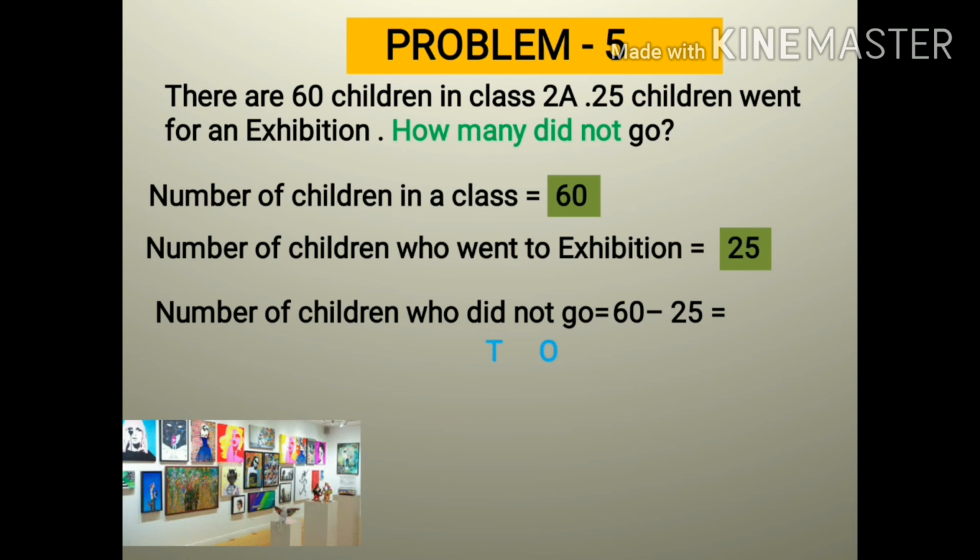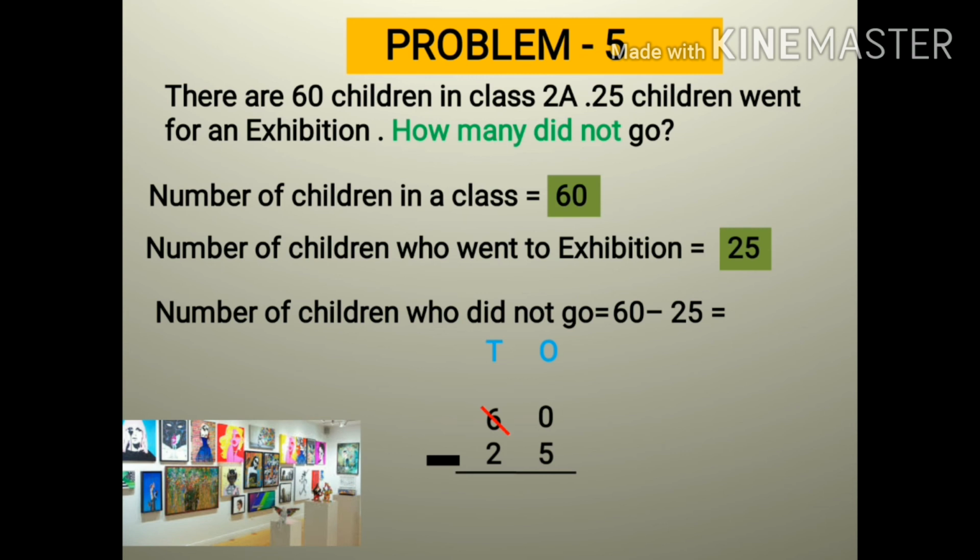Now let us do the subtraction again. 60 minus 25. Now you can see that 0 is less than 5. Children, don't make any mistake while subtracting. Don't subtract 0 from 5. You have to remember that from the upper number you have to subtract 5. The upper number is 0. From 0 you cannot subtract 5.